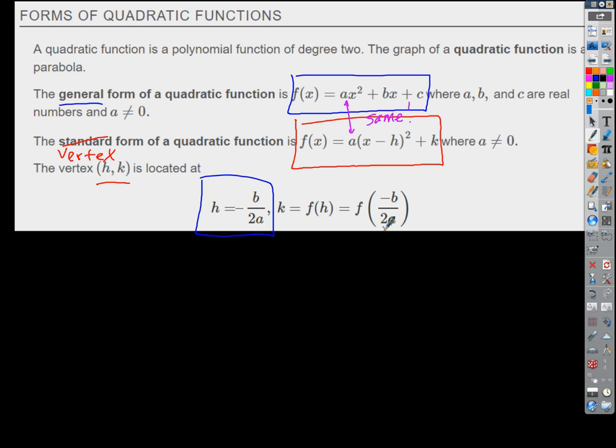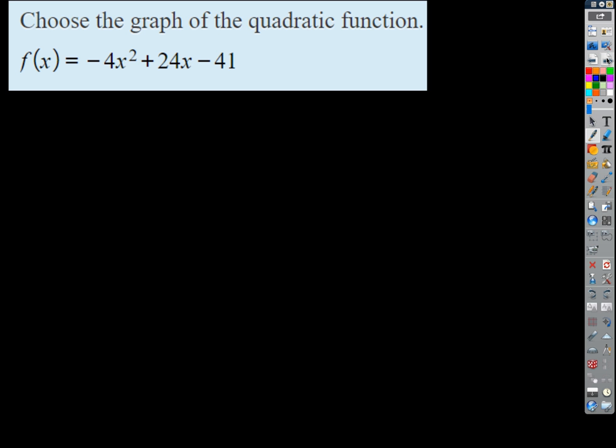Okay? So let's try this. Let's go to this example, the one we just looked at. First of all, that's in general form. It's not in vertex form. What are the values of a, b, and c? a is -4. Okay, good. What's b? 24. And c is -41. Everybody see that? Just the coefficient of x squared, coefficient of x, and the constant, okay?